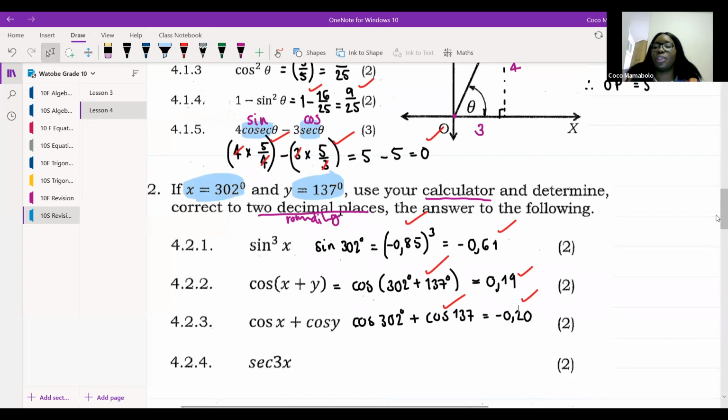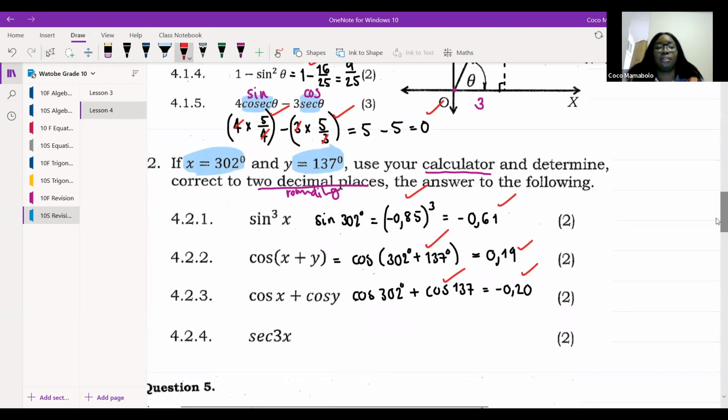Okay. Remember who is the cousin of sec? Somebody remind everyone in the chat. Who is the cousin of sec? Good. It's cos. But in this case, we don't have a drawing. So sec is actually going to equal to 1 over cos of 3x. Okay. Take it away, guys.